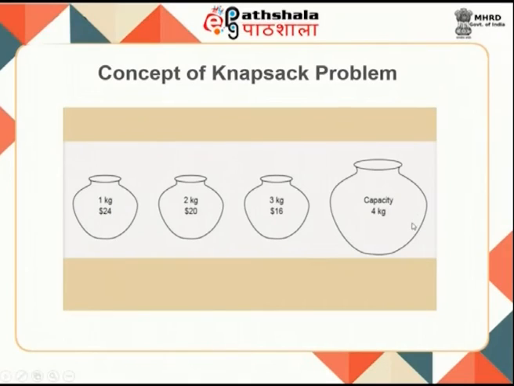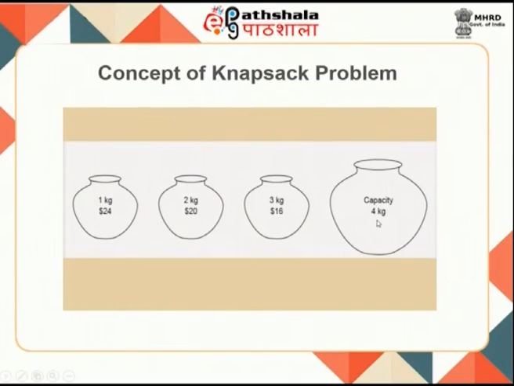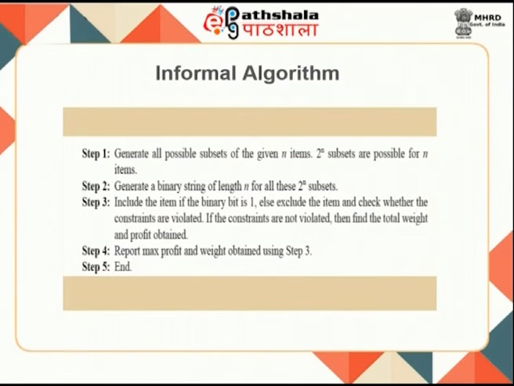So, let us take this sort of scenario. Let us say this is the knapsack whose capacity is 4 kilograms, and these are some smaller items, and every item has certain profit. So, the question is, I have to fill this knapsack. Which is the better combination, so that the knapsack capacity is fully utilized and I will get the maximum profit? Informally, the algorithm is going to be like this.